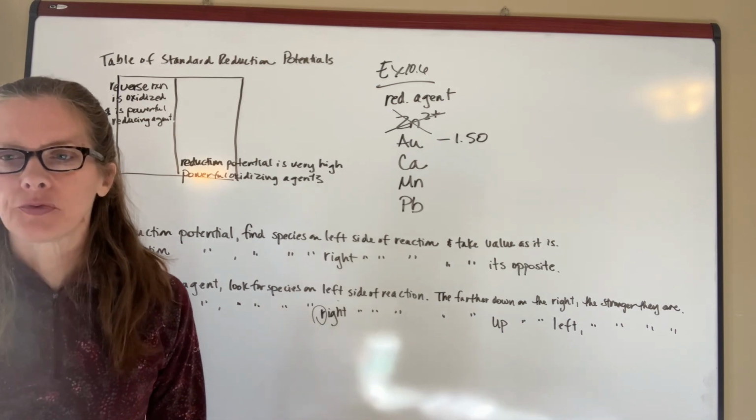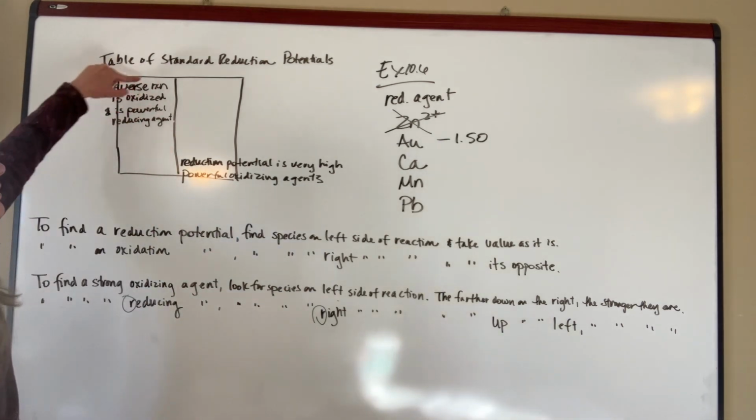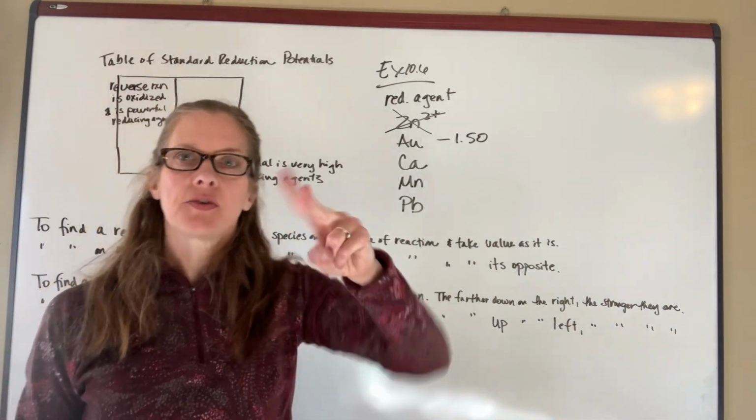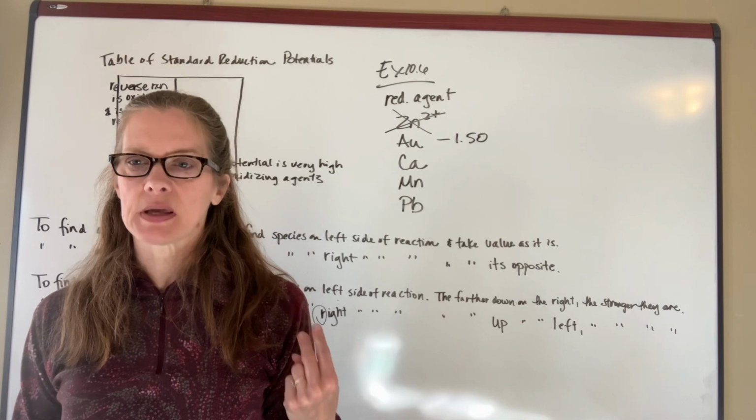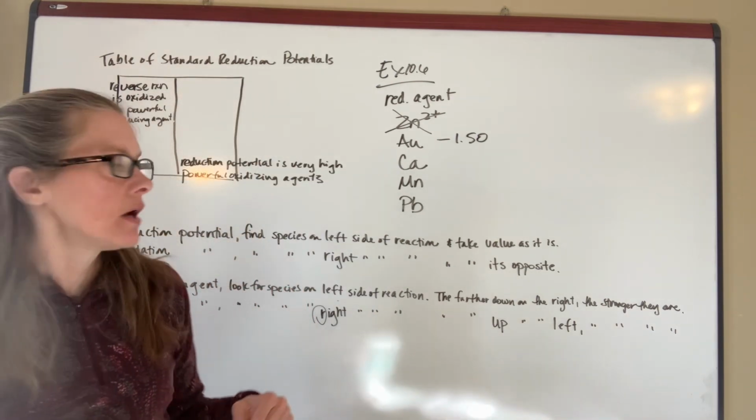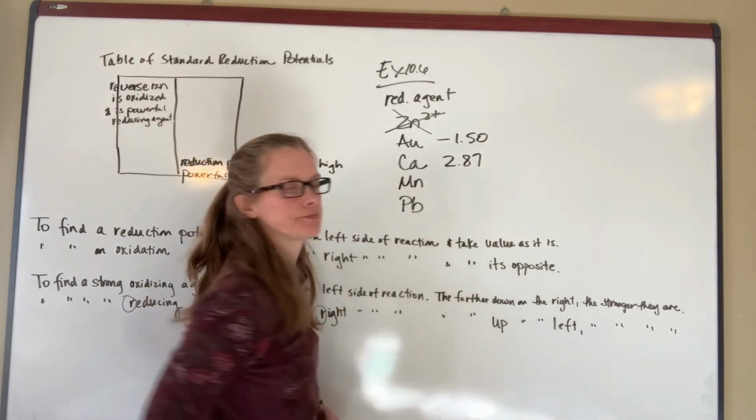Okay, if I look for calcium, calcium is up in this part of the table. It's on the right-hand side. I need to flip it around so that the calcium is being oxidized because I'm looking for a reducing agent. And so when I flip that number backwards, I have a 2.87.